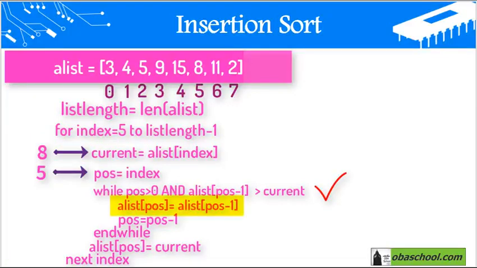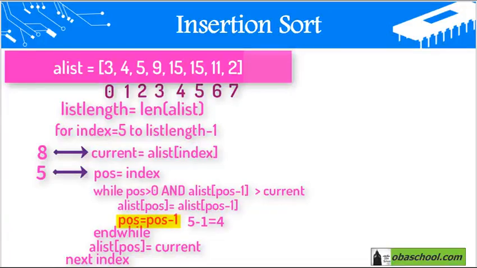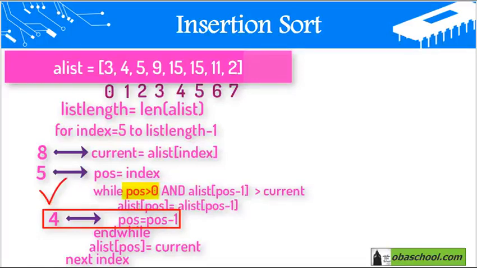We put in a list pose, which is 5. We are putting in index 5 the value found in index 4, which is 15. And then we make pose equal pose minus 1, which is 5 minus 1. The pose now is equal to 4. We re-enter the loop while pose, which is 4 greater than 0, the condition is true.